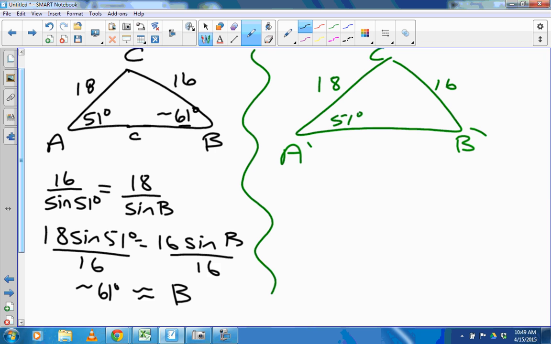So now let me store this real quick. I'm going to store that in B. So remember it's stored in B, and now I'm going to say 180 minus that, which is 119. Now, I'm going to store that in D, in case I need it.